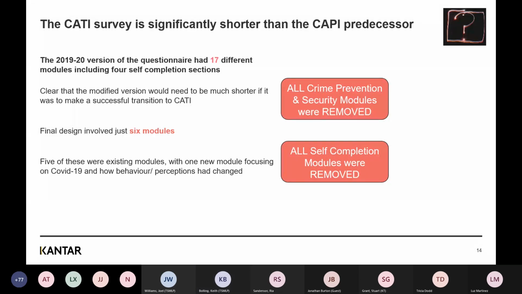5 of those modules were existing modules, albeit heavily modified, but we included 1 new module, which, not surprisingly, was very much focused around COVID-19 and how behaviour and perceptions had changed. While the others were intended to be relatively static modules, that sixth module was seen as relatively fluid, something that could be amended on a month-by-month basis as circumstances changed. For example, as the first lockdown was softened and people could start going back to visiting shops and visiting people, albeit for a shorter period of time than might otherwise have been expected.